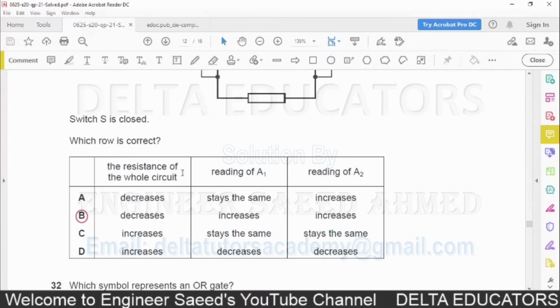Now the resistance of the whole circuit decreases is given in option A and B, so possible options are A and B. For the reading of A1 and reading of A2, it is given in option B that it increases. So our correct option is B. In A, for the reading of A1, it is given stays the same. It will not stay the same. It will be increased. So option A is incorrect. Correct option B, where it is given the resistance of the whole circuit decreases, reading of A1 increases, reading of A2 increases.